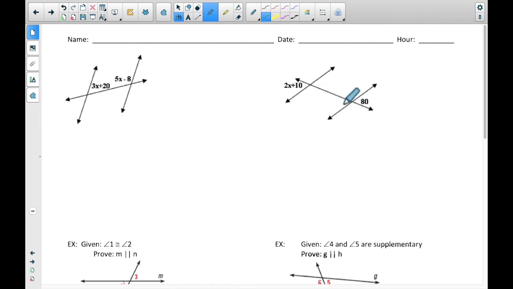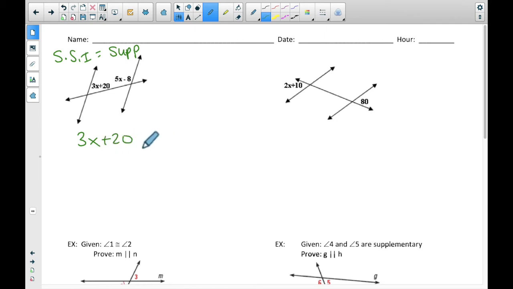All right, so more of these. I don't think we need to do all of them, but maybe it'll be good to do another. This one is also same side interior, and same side interior are supplementary, and supplementary means they add up to 180. So let's try one more where they add up to 180.